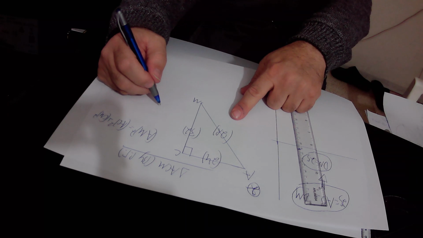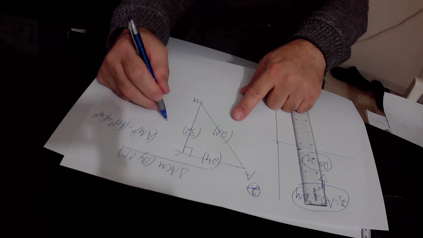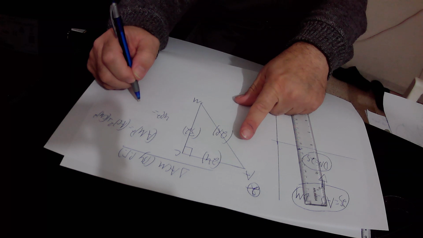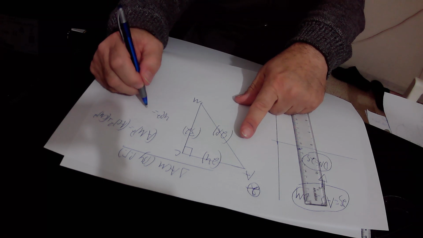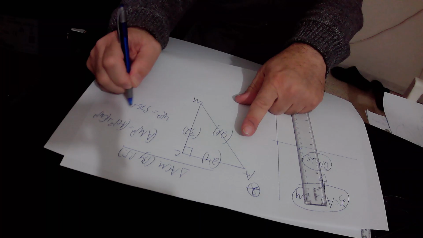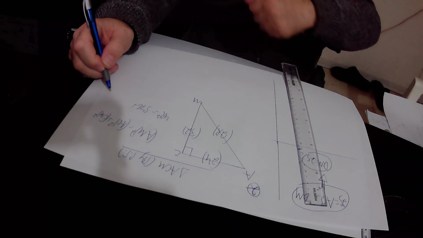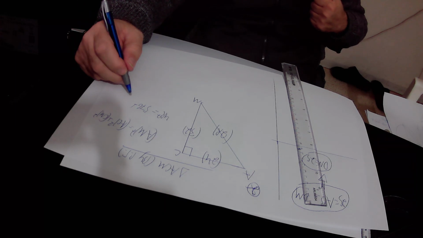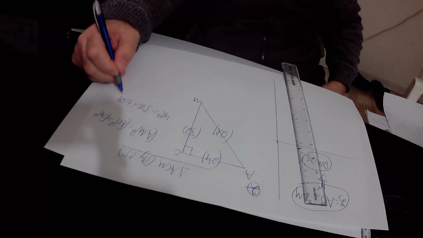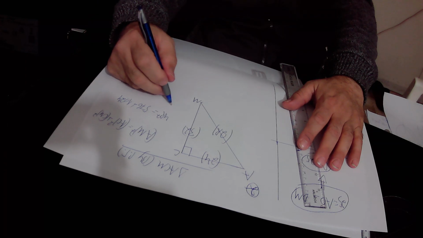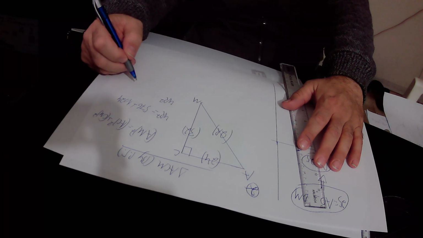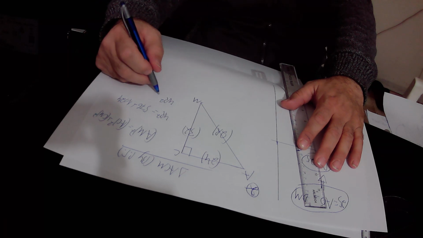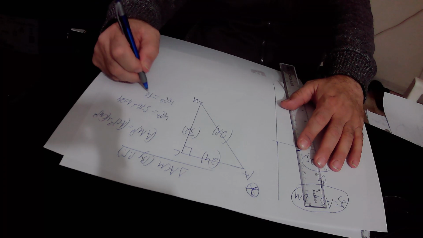AM is 2r, therefore AM squared is 4r squared, and it is equal to AC squared. AC is 24, therefore AC squared is 24 squared, that is 576, plus CM squared. CM is 32, therefore CM squared is 32 squared, that is 1024. So we found out that 4r squared equals 576 plus 1024, that is equal to 1600.